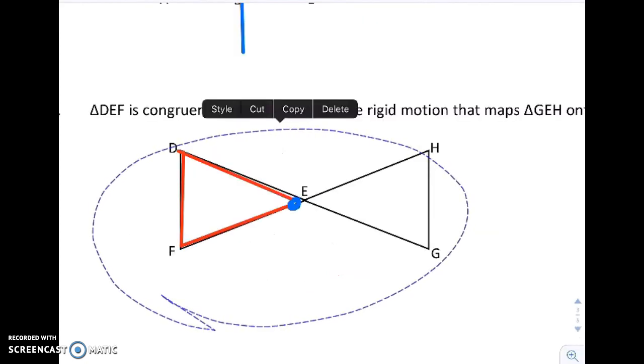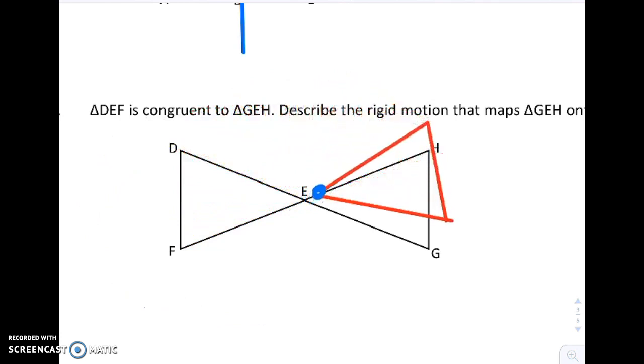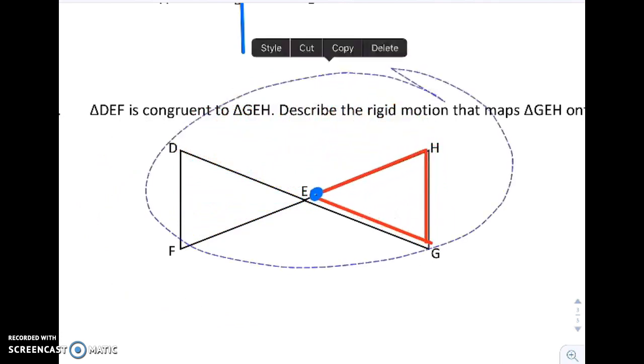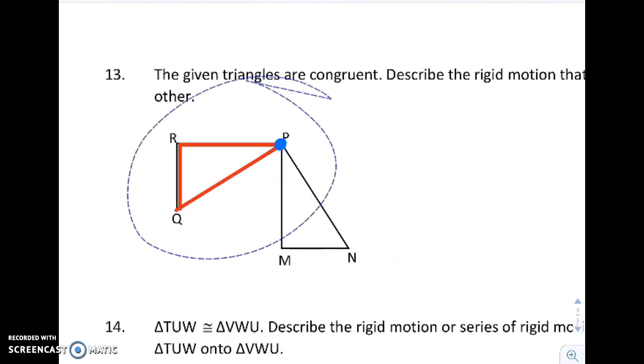This one tells us that DEF is congruent to GEH. What's the rigid motion that maps it onto it? You rotate triangle DEF about E, which is the center of rotation, such that F maps onto H, or such that D maps onto G. Either is fine.